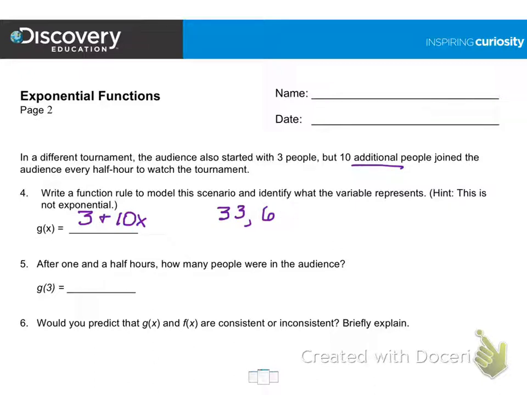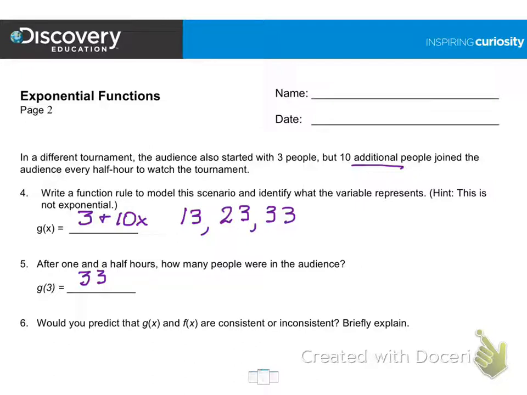I'm already at the end. 3 plus 10x. 13. Hello, I know how to add. 23 and then 33. See, I was already at the end. Okay, so at the very end, after 1.5 hours, you're going to have 33 people.